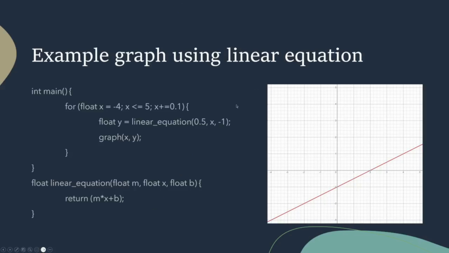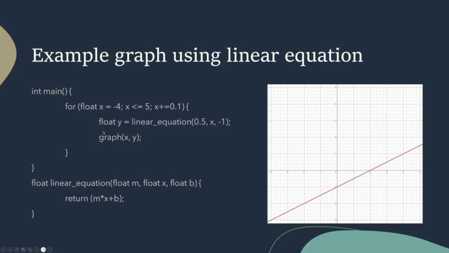So, to use the function, here's what it looks like. In our main, we can declare a loop and say for float x equals -4. Remember, this is going to start at -4. Then I've got our conditional expression: while x is less than or equal to 5, do this stuff. And then we're going to increment by 0.1. You could do something else, but in this case, we're just doing an example of 0.1.